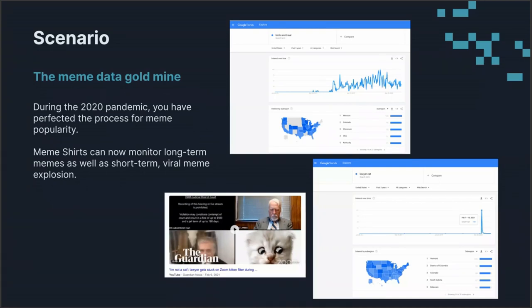During the 2020 pandemic, you have perfected the process for meme popularity mining. You can now monitor long-term memes as well as discover new short-term memes that can be very explosive, and they could be called overnight sensations. Now let's go over a couple of examples. And I think you might know this.